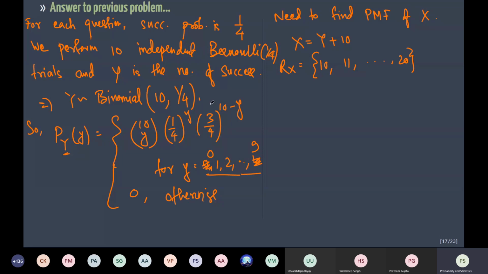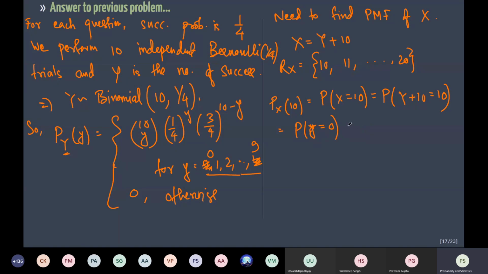So what is the PMF of X? PMF of X at 10 will be the probability that X is equal to 10. This is the same thing as saying the probability that Y plus 10 is equal to 10, which is the same as the probability that capital Y is equal to 0.